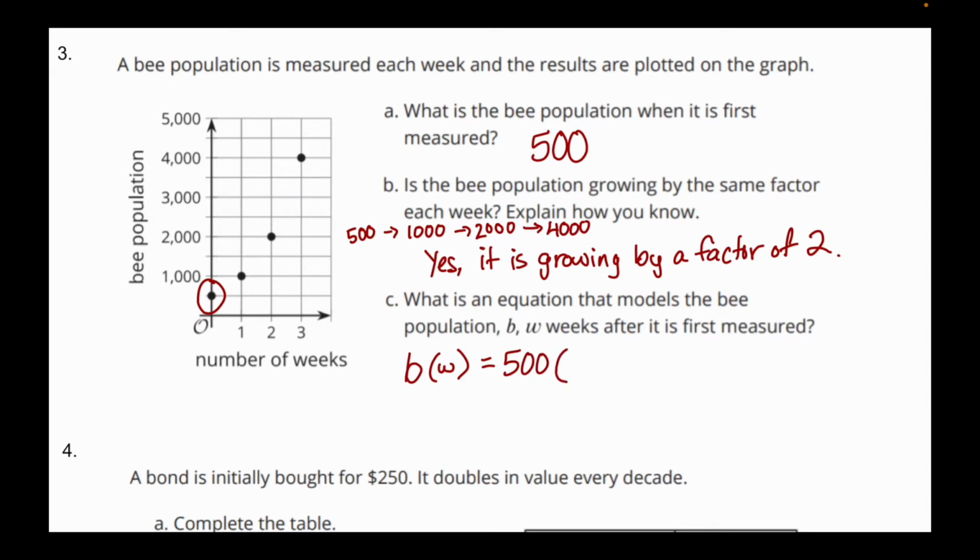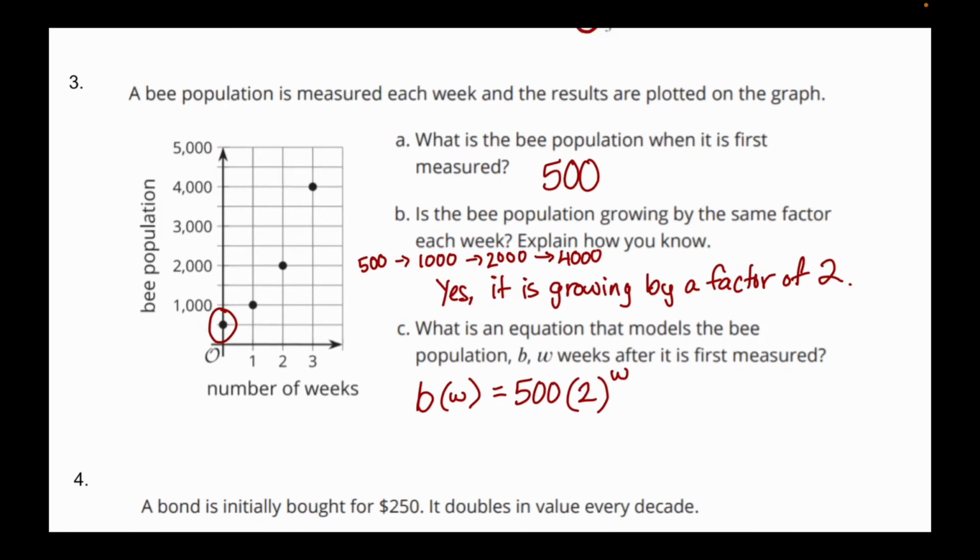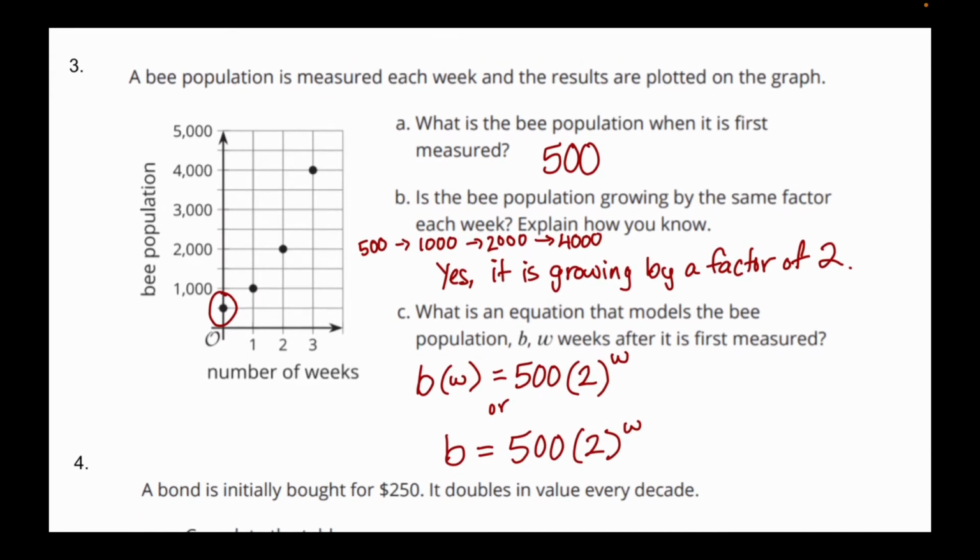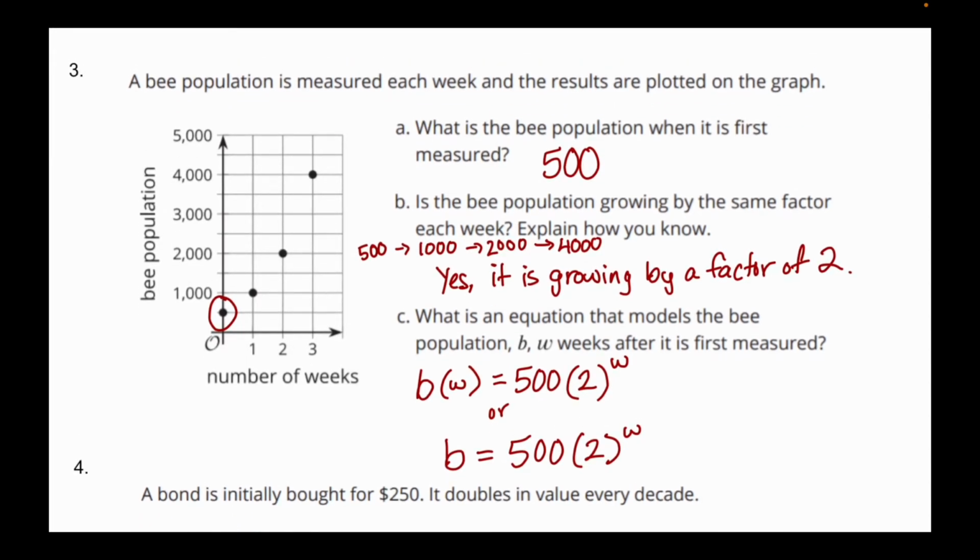And then that 500 is going to get multiplied by whatever that growth factor is, right? It's growing by a factor. So that is our growth factor, and that is 2. And it is getting multiplied by that each week. So our variable goes in the exponent here. And that equation, we can say B of W, or, if you don't want to use function notation, we can say just B is equal to, both of these would be correct, 500 times 2 to the power of W. But yeah.